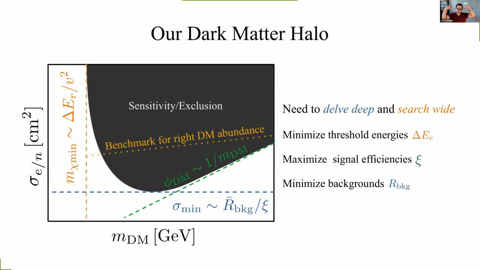And finally, what tells you how deep you can go in this cross-section space is the signal efficiency, right? So how likely it is that whatever transition you're generating is going to give you something visible, but also the background rate, the noise that you have to peer over. So the name of the game is to minimize backgrounds and maximize signal efficiencies, but also to find states psi that minimize the threshold energy for some transition. That allows you to really delve deep and search as wide an area as possible.